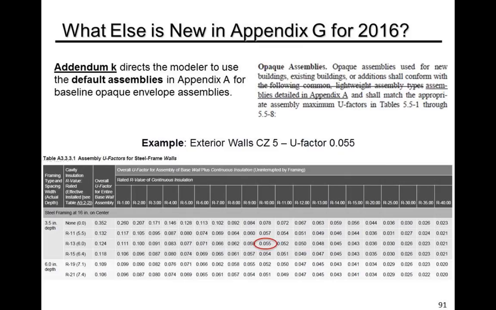So that's it for Addendum DM, but that was not the only change in Appendix G for 2016. Addendum K directs the modeler to use the default assemblies in Appendix A of 90.1 for building opaque envelope construction. So for example, in Climate Zone 5, you're asked to simulate in your baseline a steel frame wall with a U factor of 0.55. You can go to Appendix A and see here's the U factor, 0.55.